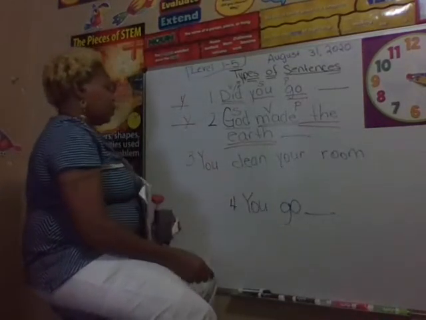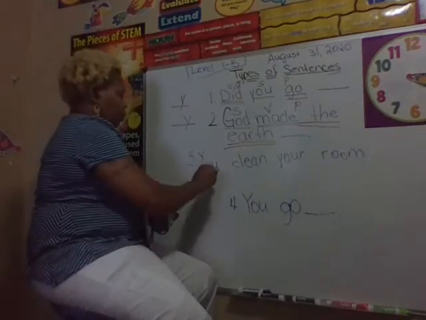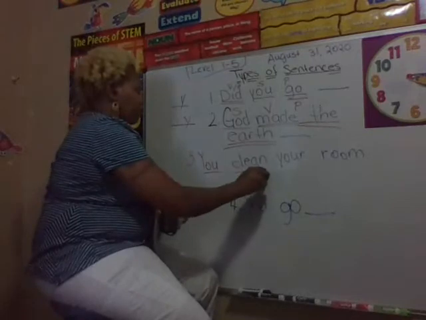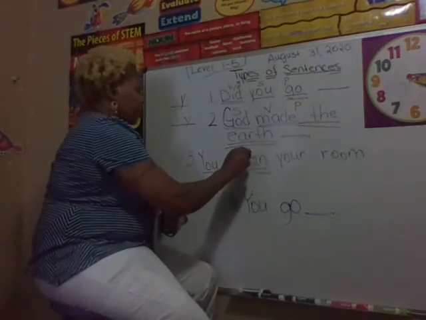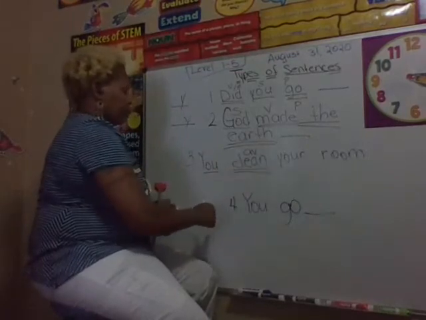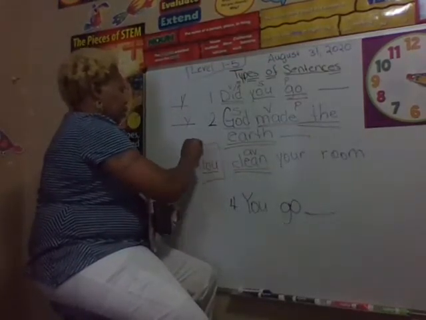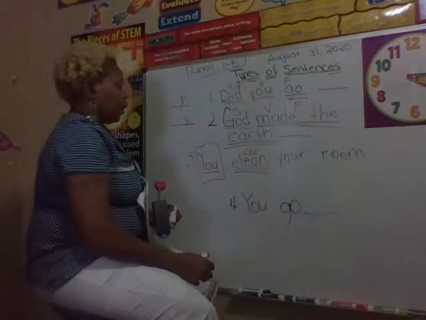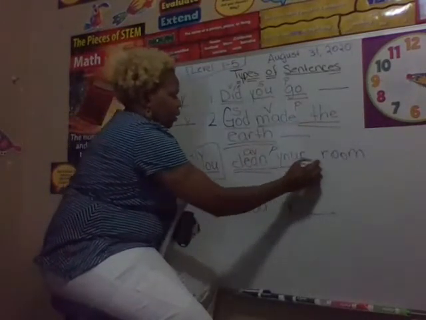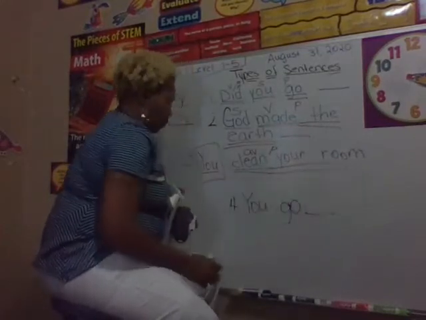So what now is the subject? You. What is the verb? Clean. What type of verb is clean? Action verb, because it's actually telling you to do something. Pay attention to what we are doing here. And we're going to pretend like this isn't here. What is the complete predicate? Clean your room. Clean your room is the complete predicate.